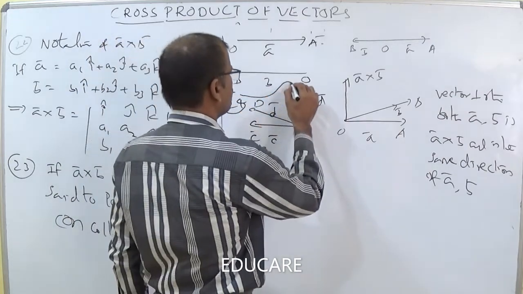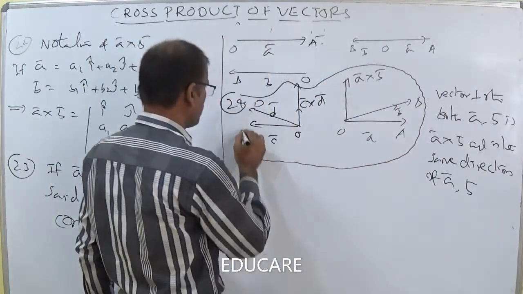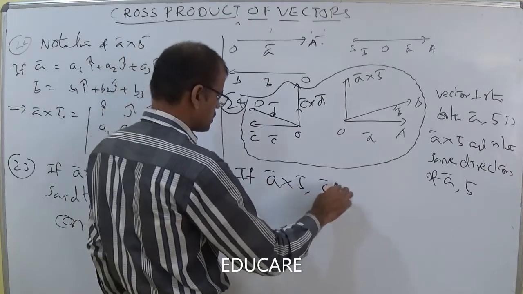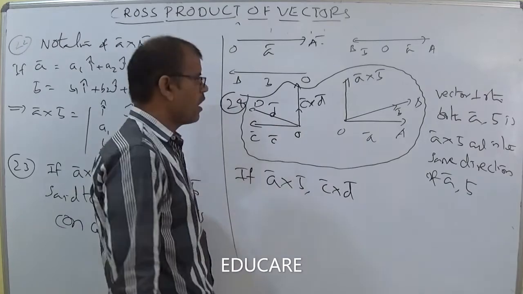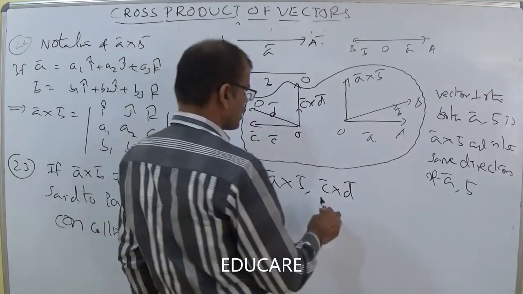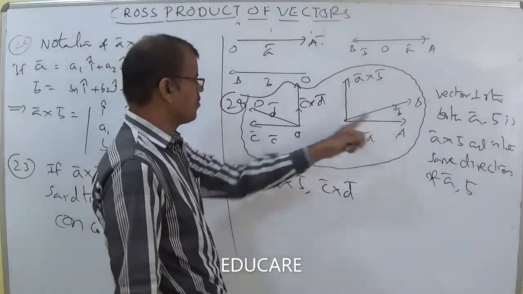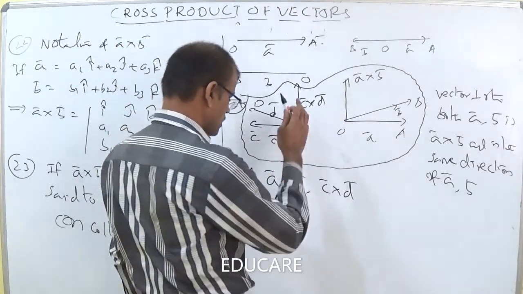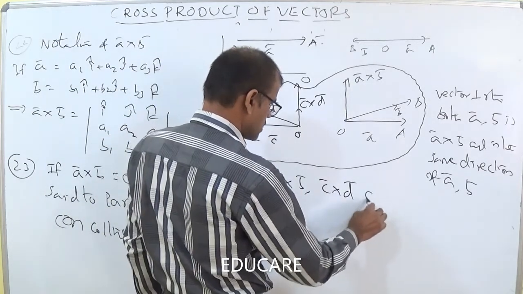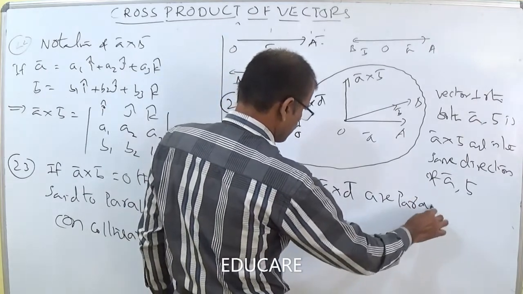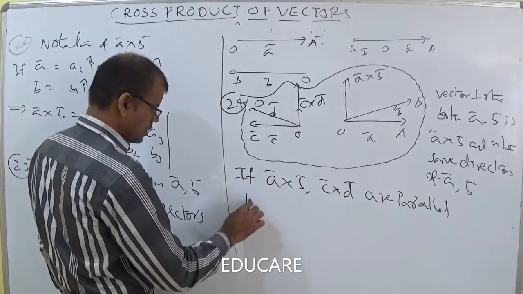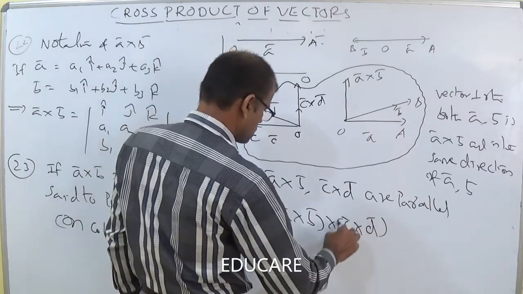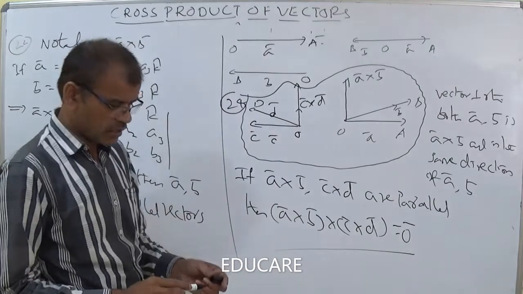If A cross B and C cross D lie on the same plane, are collinear or parallel, then, given A comma B and C comma D, A bar cross B bar is perpendicular to both A and B and C bar cross D bar is perpendicular to both C and D. If A cross B and C cross D are parallel, using the diagram, if they are on the same plane, then you can say that A bar cross B bar cross C bar cross D bar is equal to 0 bar. It is a null vector or zero vector.